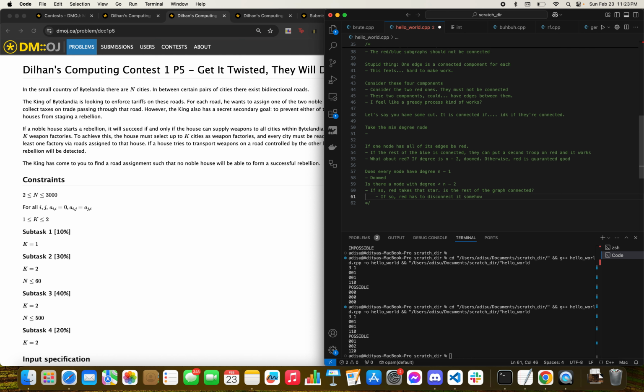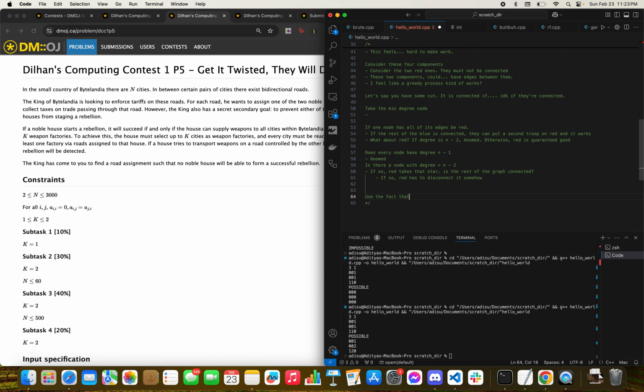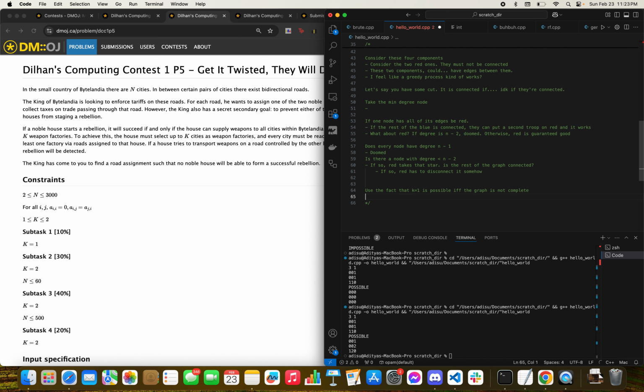I think the nice thing about k equals 1 is that we have that very neat complete graph impossibility case. It's very easy to verify that the rest doesn't work. Use the fact that k equals 1 is possible if and only if the graph is not complete, right? Then you remove some stuff and the rest has to be solving k equals 1 basically.